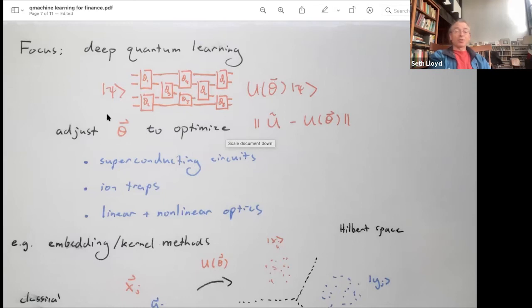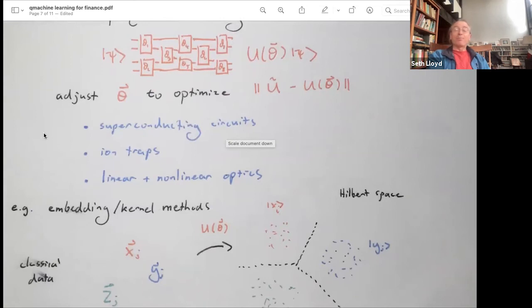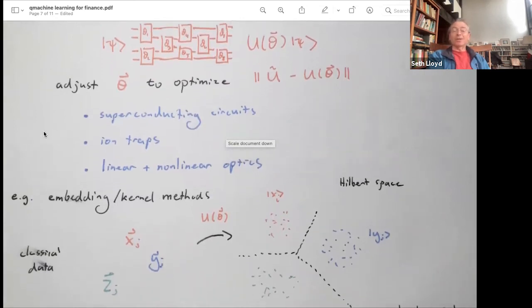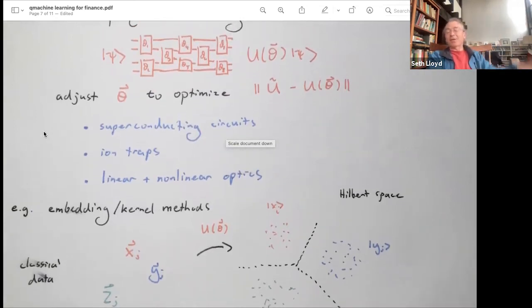And the goal is to adjust these thetas, the weights, to optimize the overall transformation, just as in a classical neural network, except now everything is quantum mechanical. And people build lots of systems to do this. It doesn't have to be a fault-tolerant quantum computer, but you can make special purpose superconducting circuits for this. You can implement systems like this on ion traps. You can use linear and nonlinear optics. All of these have been experimentally demonstrated.